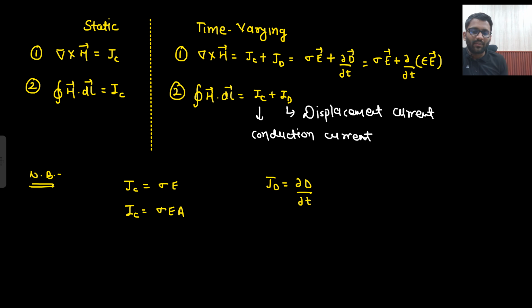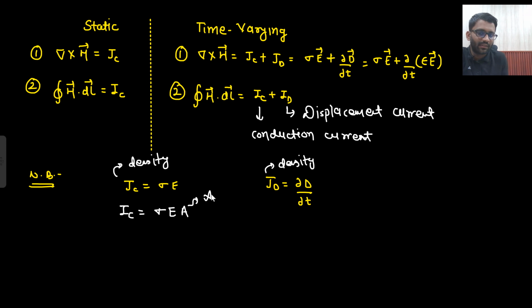Let's see one more thing here. This was your density, and this is also your density. This is displacement current density, and this is conduction current density, right? So what will be your conduction current? Current density into cross section area, where A shows the area. And what will be your ID?